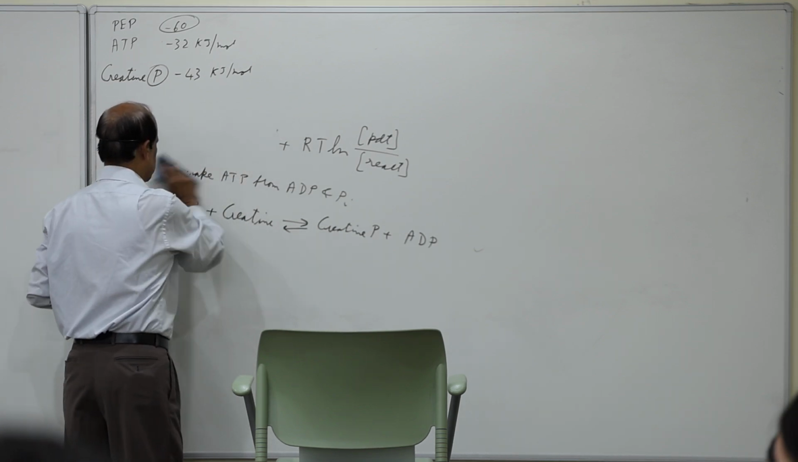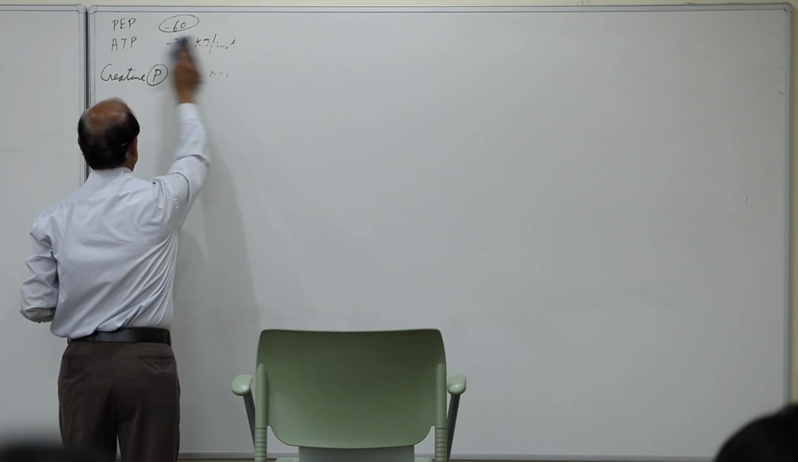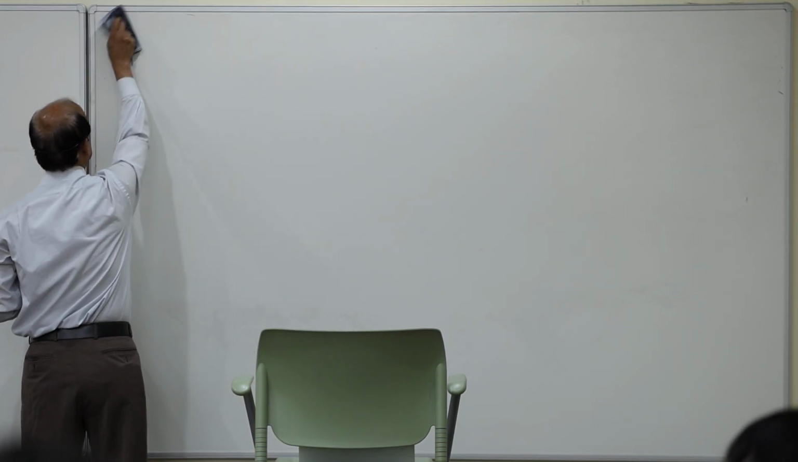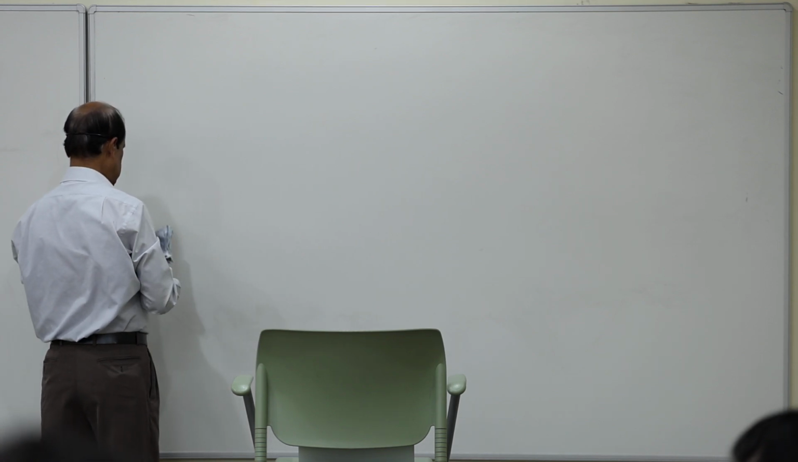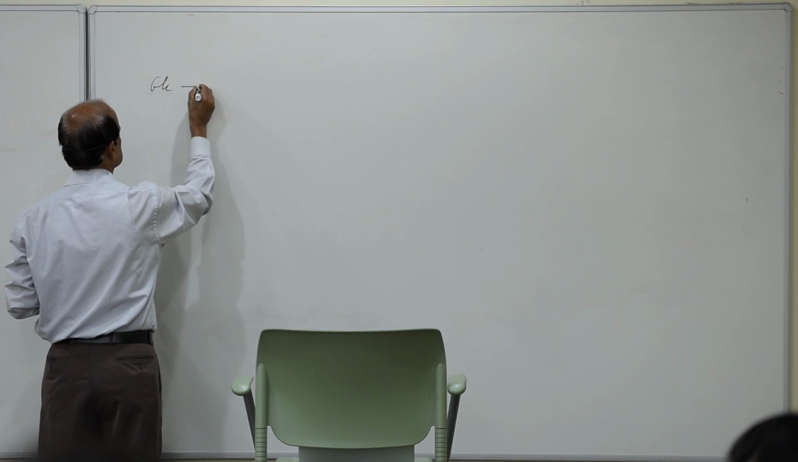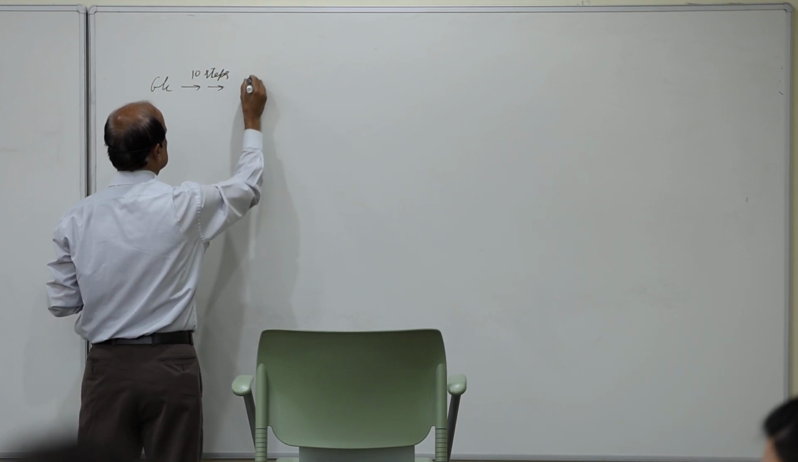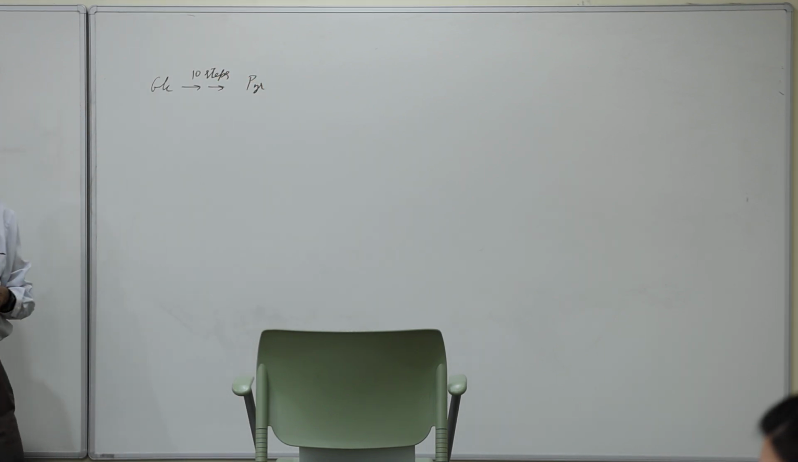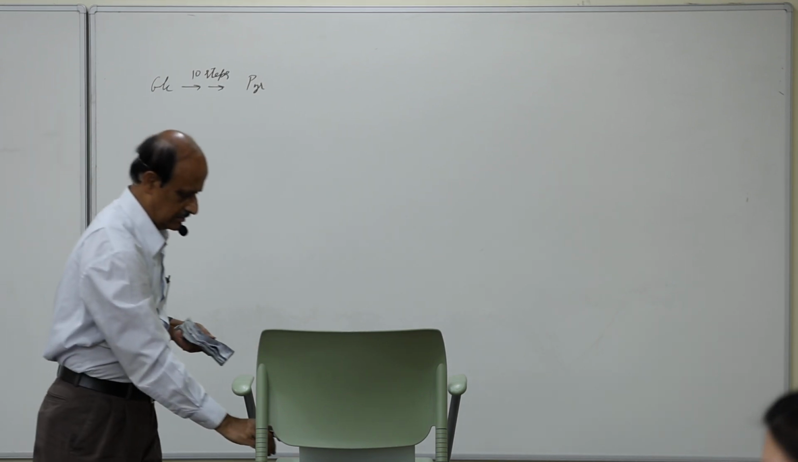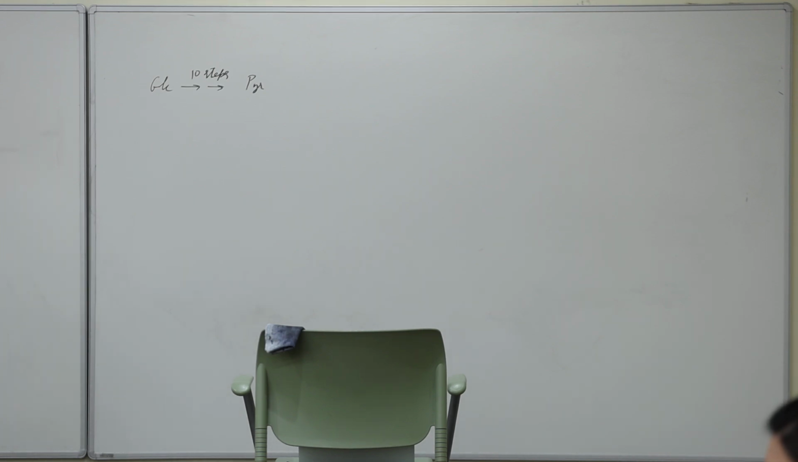Alright, so we will move on to the first metabolic pathway, which is glycolysis. So glucose is converted to pyruvate through 10 steps in the metabolic pathway. As we saw before, all metabolic pathways have multiple steps. This one has 10 steps.